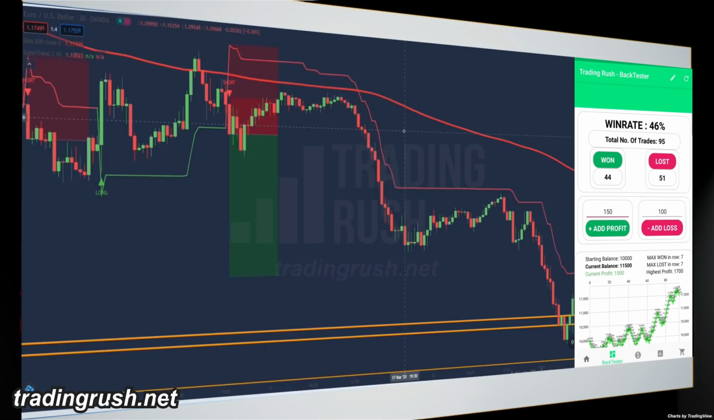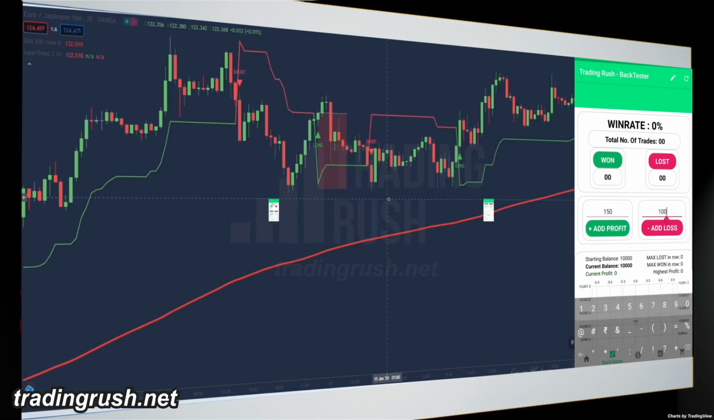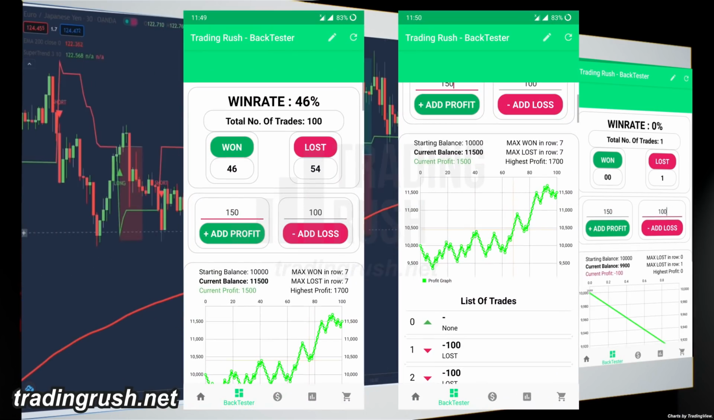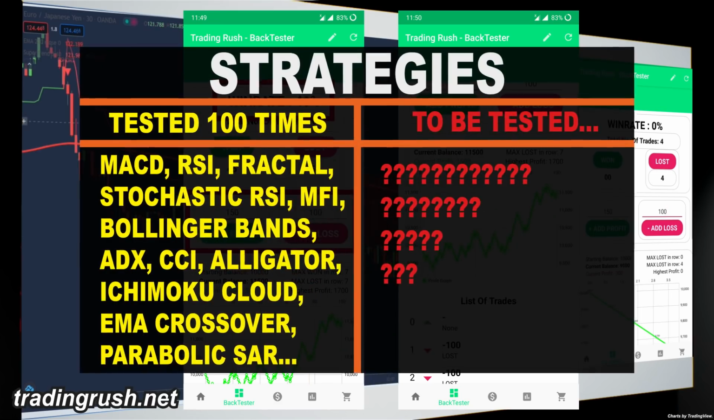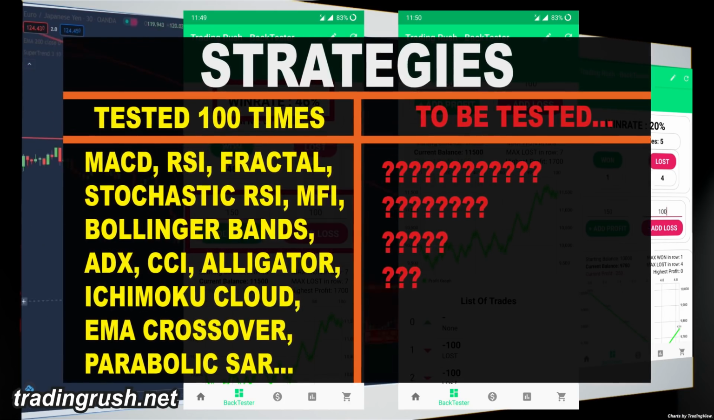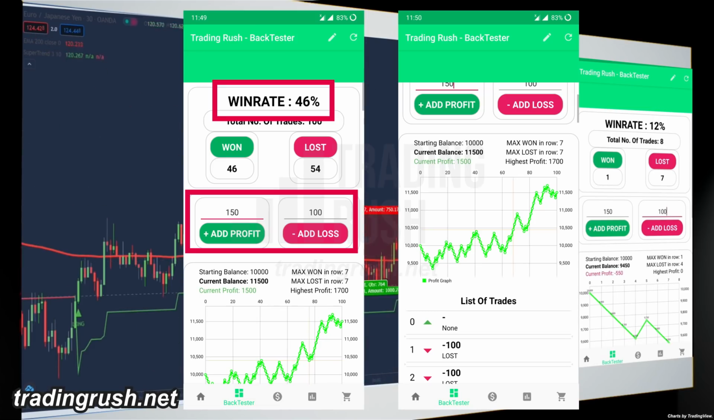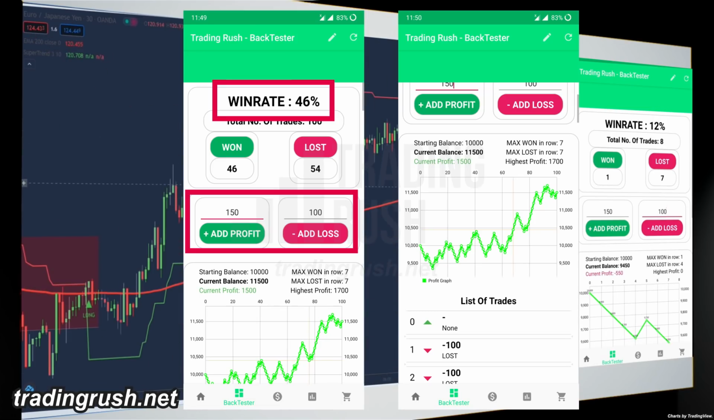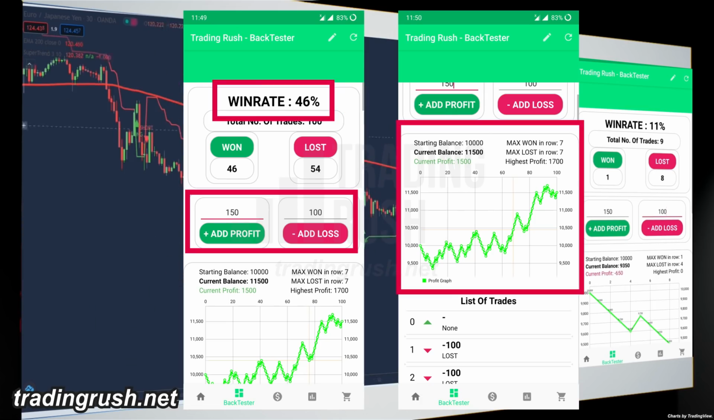So after testing the Supertrend indicator 100 times, I found that the win rate of the Supertrend strategy is approximately 46%. Since I use the 1.5 to 1 reward-to-risk ratio with other trading strategies in my previous backtesting videos, I have used the same 1.5 to 1 ratio with this strategy as well. And because of that, even with a win rate of 46%, I was able to make a profit.